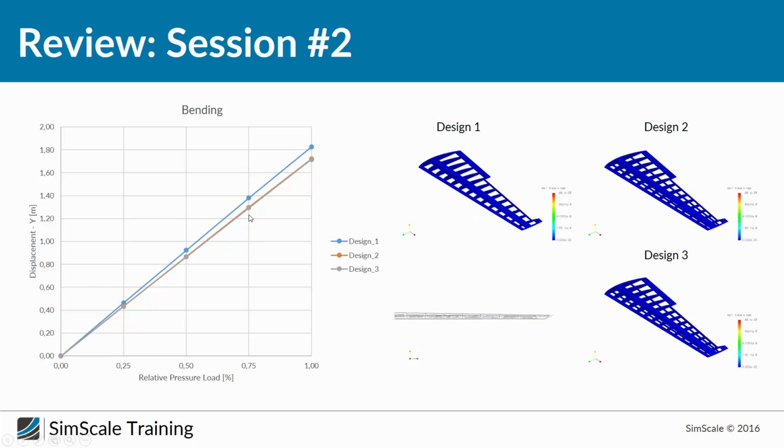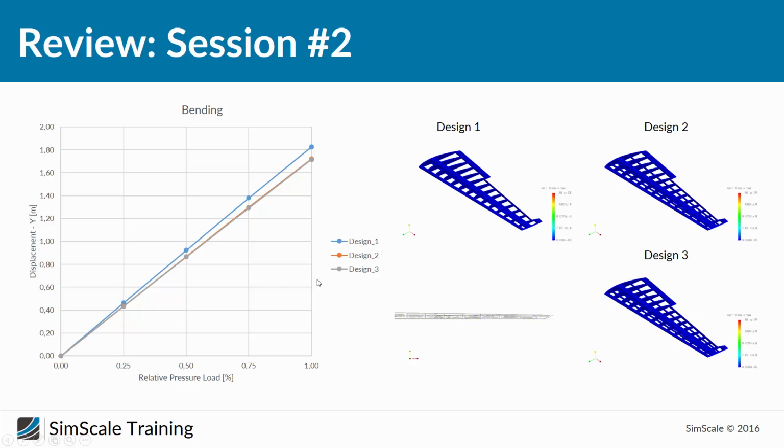But you can see a general difference between design 1 and designs 2 and 3. The reason, for sure, is that when we apply a bending load, we are really increasing the stiffness with the stringers. So the main effect for the bending load is the stringer.